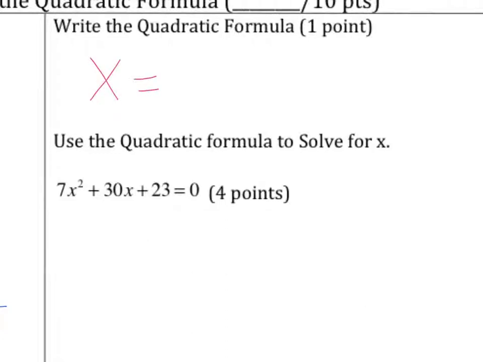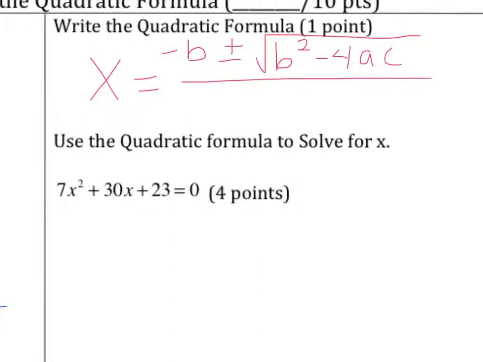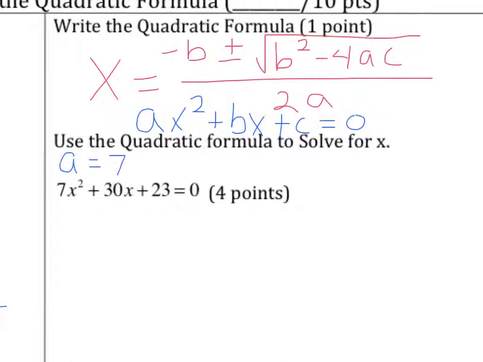The quadratic formula is x equals negative b plus or minus the square root of b squared minus 4ac all over 2a. This is going to be true for quadratics of the form ax squared plus bx plus c equals 0. In the case of our quadratic equation solving problem, a equals 7, b equals 30, c equals 23.